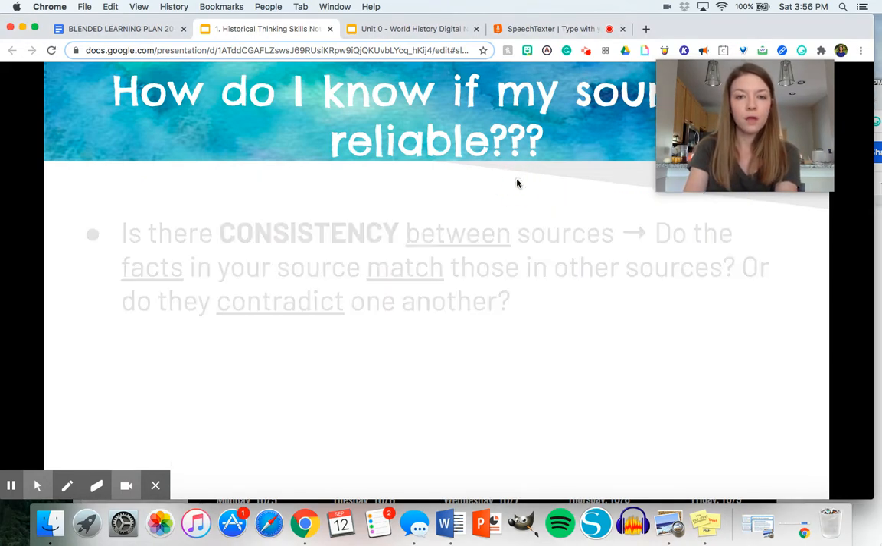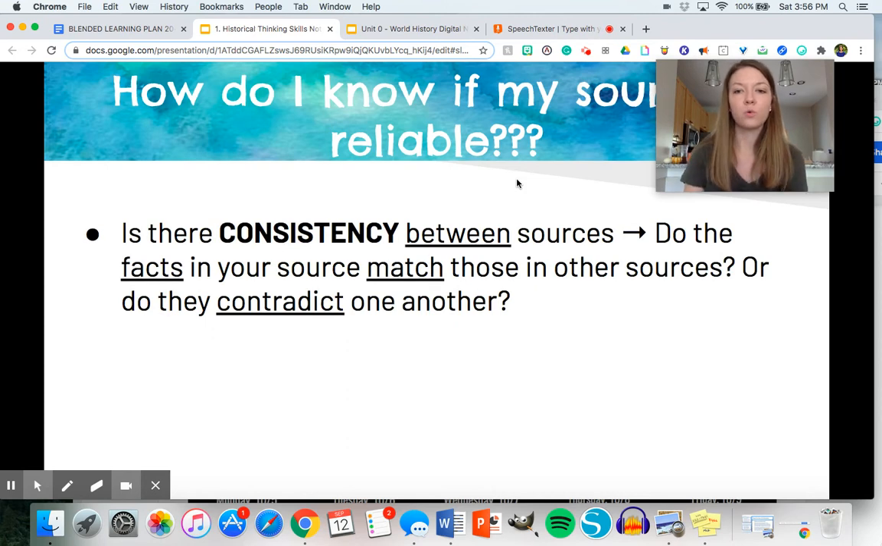Okay. Other ways to know if your source is reliable or not is to ask, is there consistency between sources? Do the facts in your source match those in other sources? If they do, it's probably a pretty reliable source. If the facts and information contradict one another, you might not have a reliable source, and you probably need to look at another source.